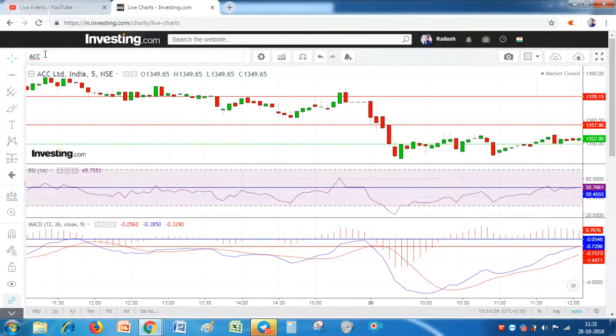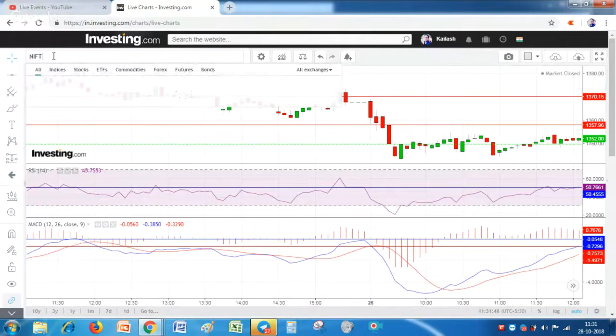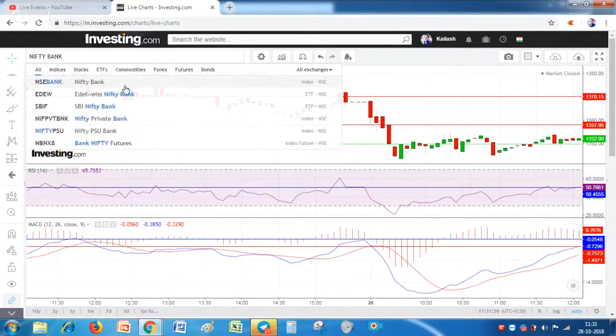Okay, friends, I am going with Bank Nifty. Many people want to study Bank Nifty. Just wait. Okay, Nifty Bank is open now. Bank Nifty future. Okay, let us go with Bank Nifty future.